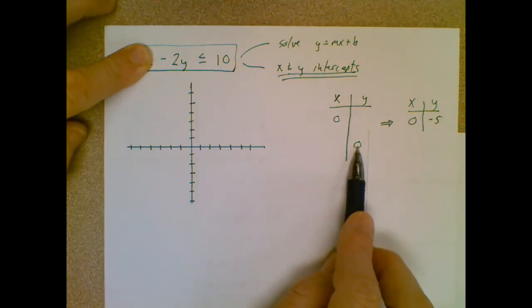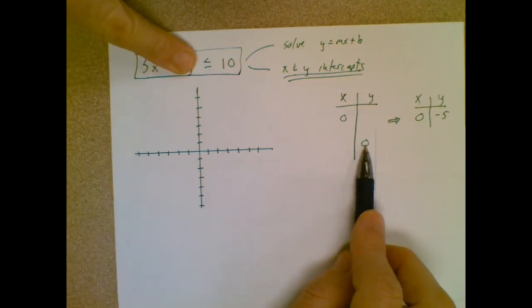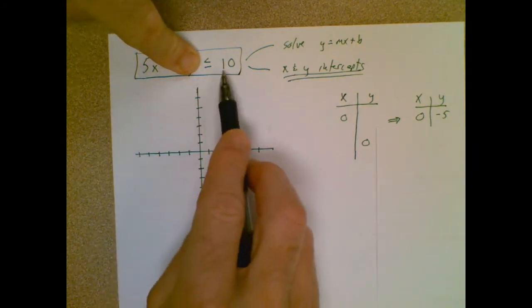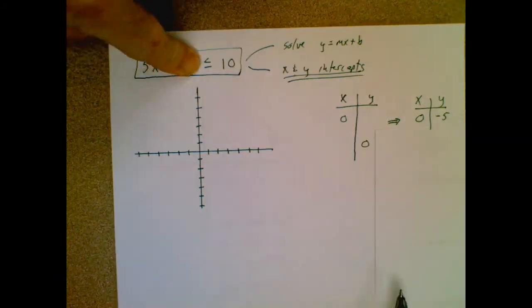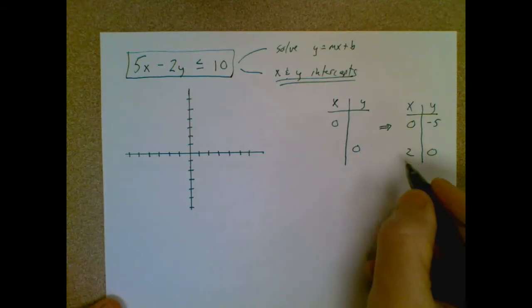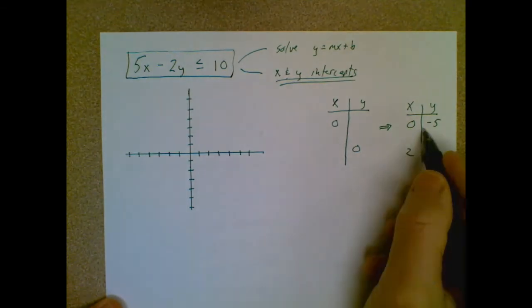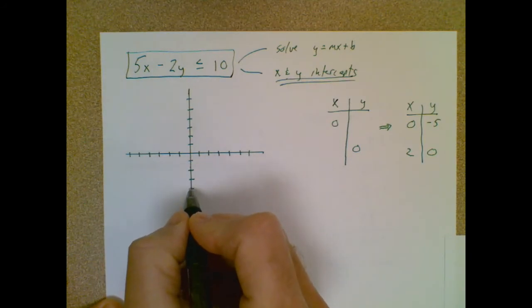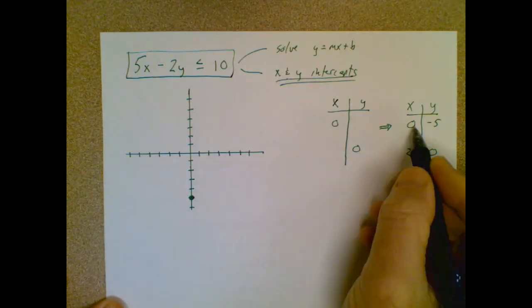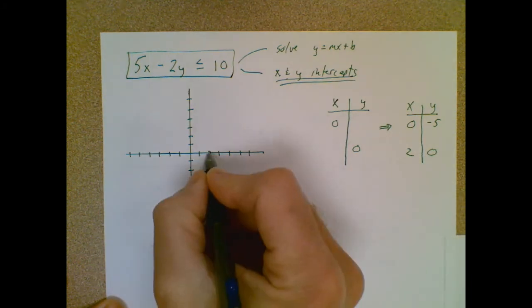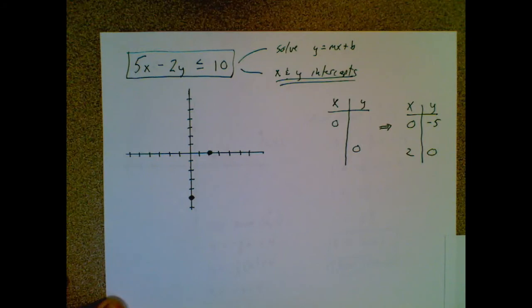If y was 0, that would mean I'm covering up this piece, and I get 5x equals 10. What does x have to be to make that work? A 2. So it's a different way to get your graph, but now I know I have the point 0, negative 5. That point is right there. The point 2, 0, right there, and I can connect these to make the graph.